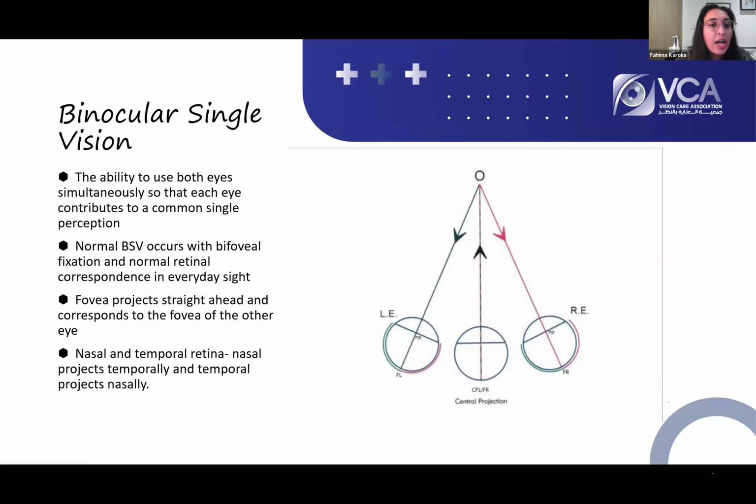Okay. So obviously the fovea projects straight ahead and corresponds to the fovea of the other eye. So you've got your fovea left eye, fovea right eye. The nasal and temporal retina. So the nasal retina projects temporally and the temporal retina projects nasally. We know that. This is simple.